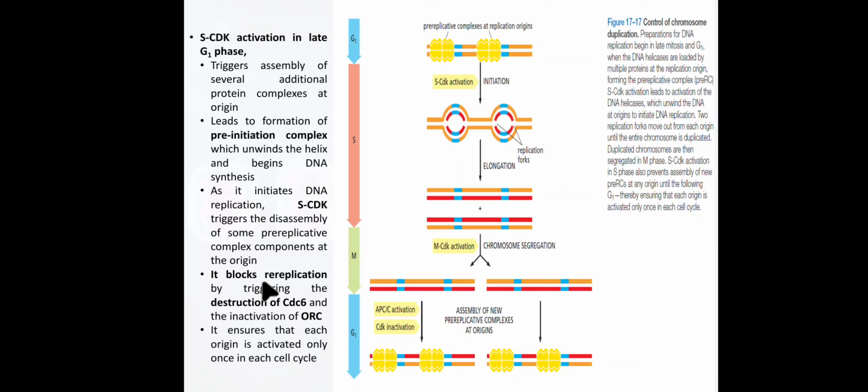By this, it blocks re-replication by triggering the destruction of CDC6. If CDC6 is not activated, or if CDC6 is not binding with the ORC, then ORC will be inactive. So that ensures each origin is activated only once in each cell cycle.